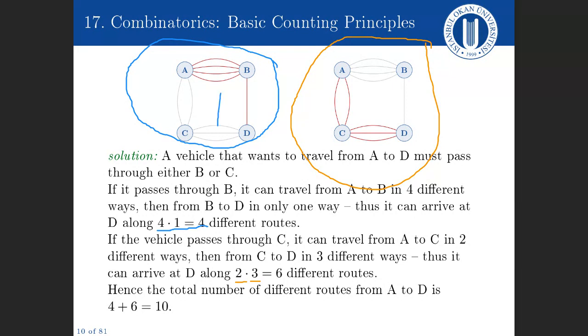So with the left picture, there's 4 different routes. And in the right picture, there's 6 different routes. We're going to take these 2 numbers and we're going to add them together. In total, there are 10 different routes to go from A to D without going backwards.